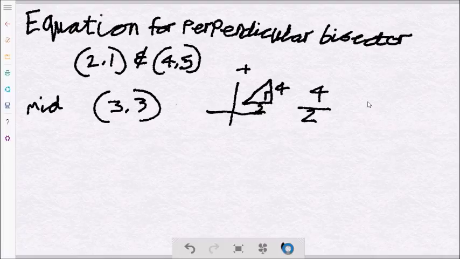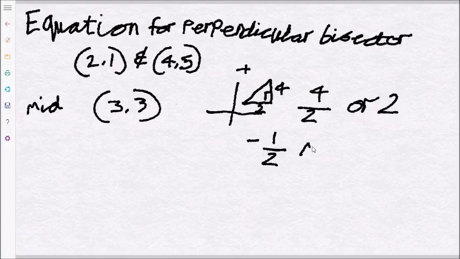But what we also know is that because it's a perpendicular bisector, this even becomes 2, because 2 goes into 4 2 times. But what we do is we actually put a 1 over the 2 because it's a perpendicular bisector, and we change this so it goes from a positive to a negative number. So basically that is going to be the gradient for this one.